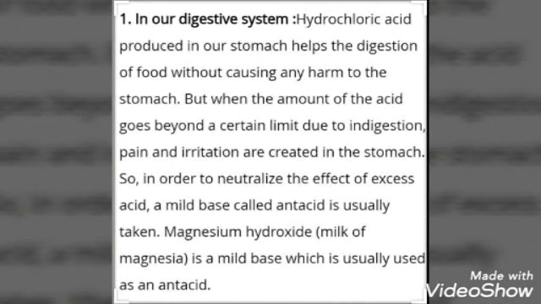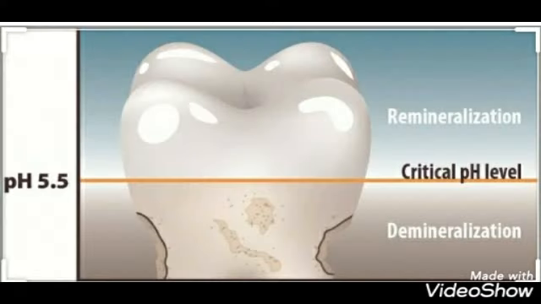Milk of magnesia, which contains magnesium hydroxide, is an antacid. Also, baking soda, which is used in bakery products, is also an antacid, which is used to neutralize the acid present in our stomach. This acid is neutralized to form salt and water.